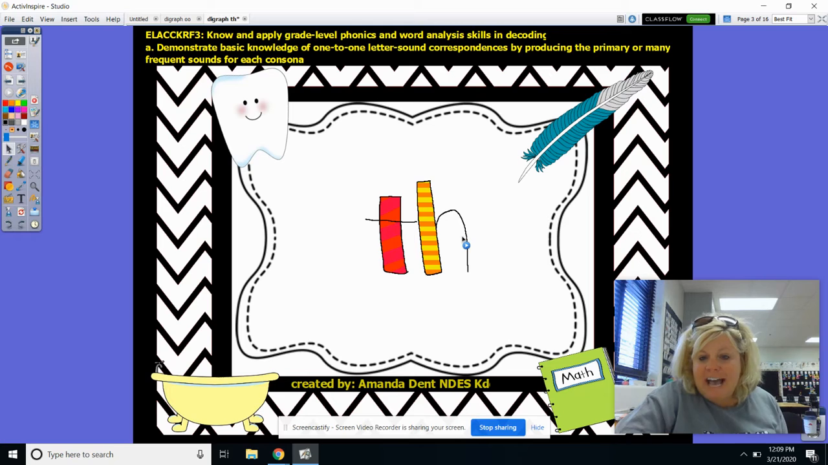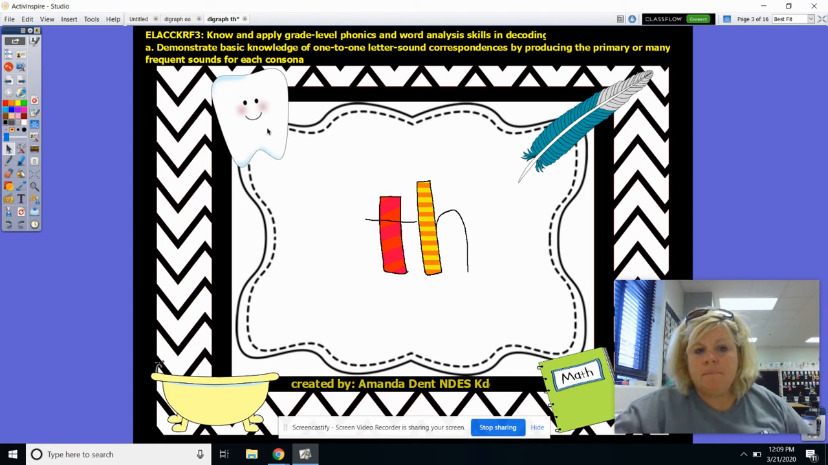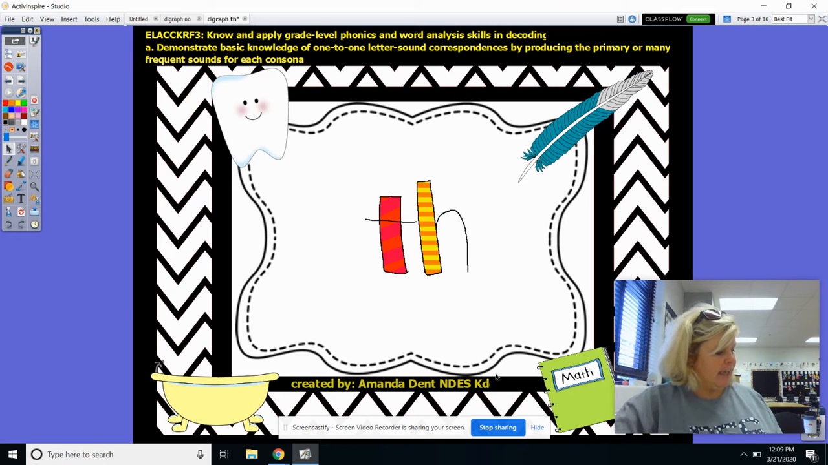Let's look at the digraph that we've been talking about this week, okay? The digraph that we've been talking about this week is TH. Now, what is this right here? Tooth. What is this? Feather. What is this one? Bath or a bathtub. And what is this subject right here? It has to do with numbers. Math. Exactly right. So these are 4 different examples of words that contain the digraph TH.